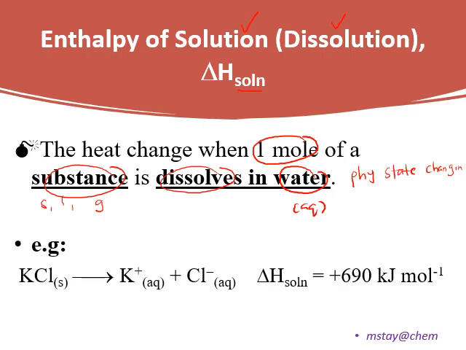But once it dissolves in water, the physical state will become aqueous. So now let's look at one condition. Solid KCl, an ionic compound, when dissolved in water, will become free moving ions. So once they become free moving ions, we are going to write K plus and Cl negative. As we mentioned just now, the physical state will change to aqueous.